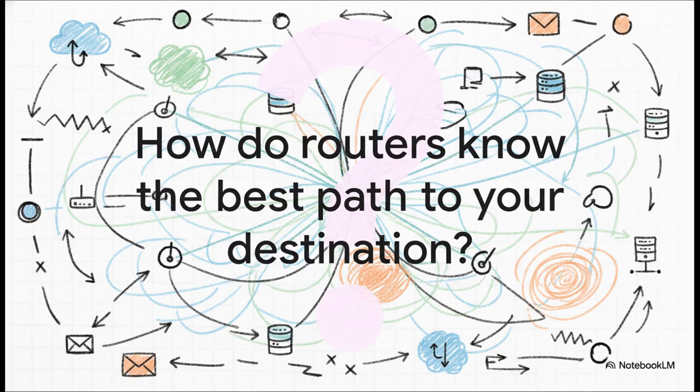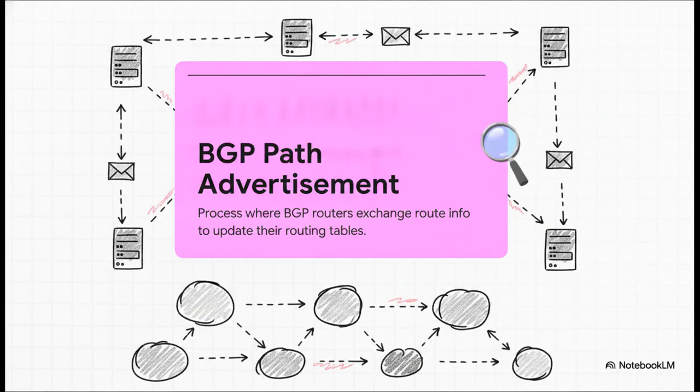Because actually, the internet isn't just one giant pipe. It's this dizzying, tangled web of millions of intersecting networks, and it's constantly dealing with hardware failures, brand new connections, and sudden traffic jams. So how do the routers sitting at all these intersections know the absolute best path to get your data where it needs to go without just hitting a dead end? Well, the secret sauce here is our core topic for today, BGP Path Advertisement.